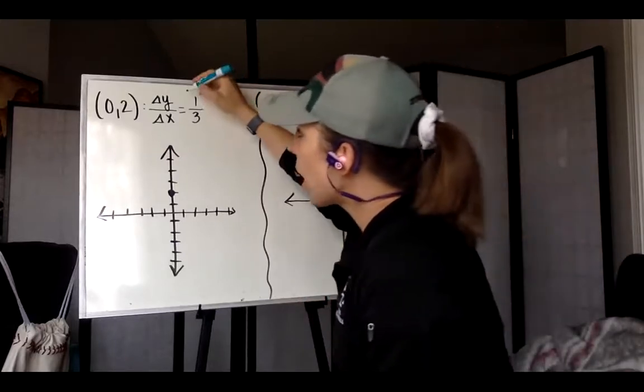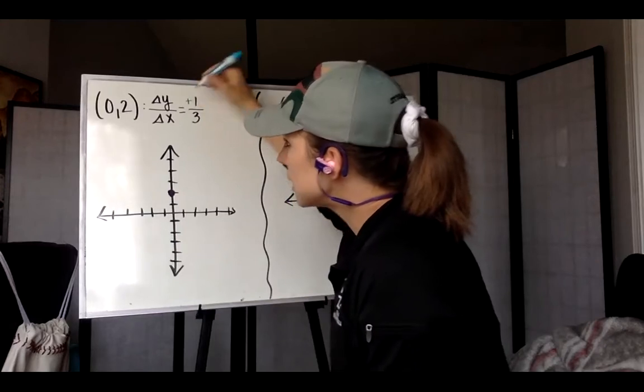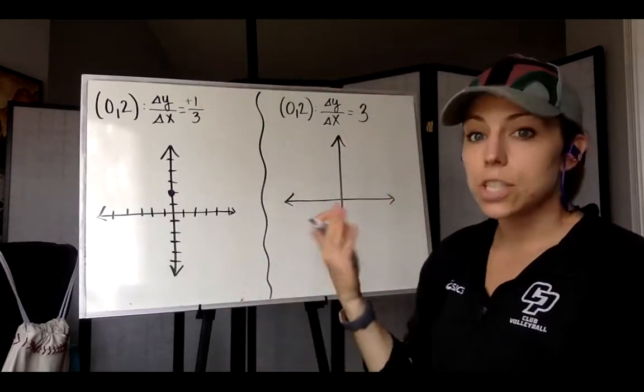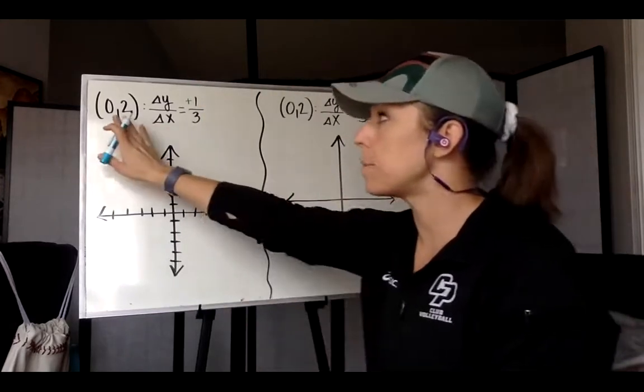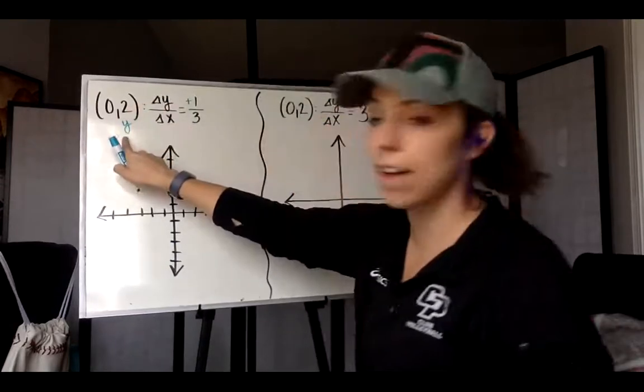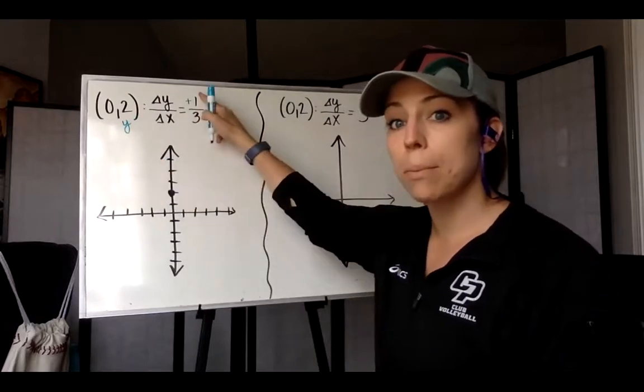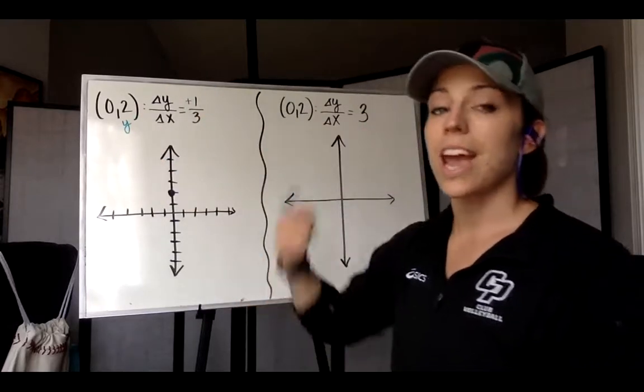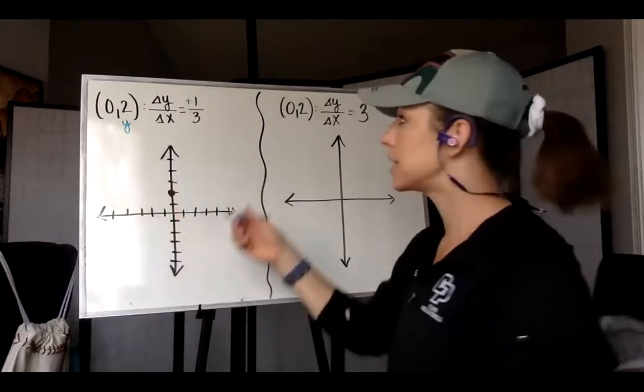So a change of 1 means that I'm increasing by 1 each time. That's actually what that means. So in a table, if my point was 0, 2, here's the y value. My next y value in the table would be 2 plus 1 or 3. And then the next would be 4 and 5 and 6.